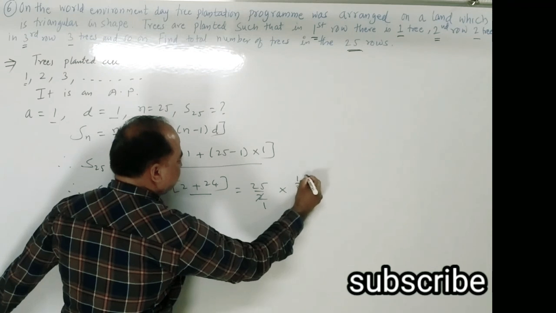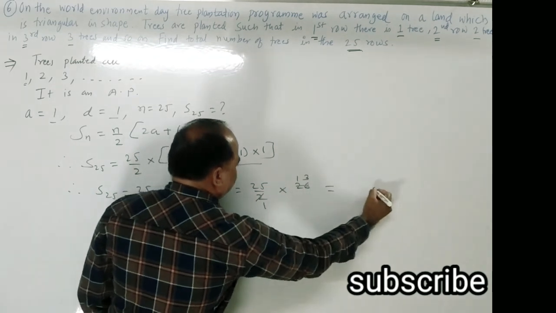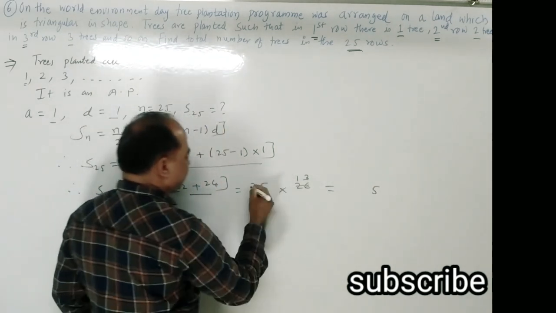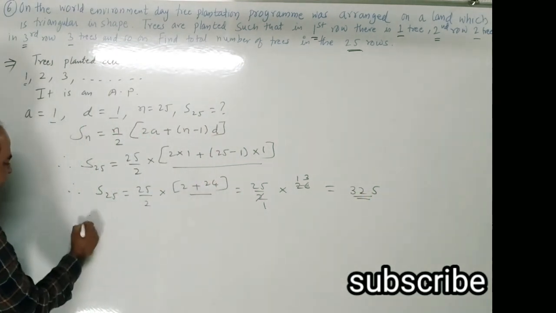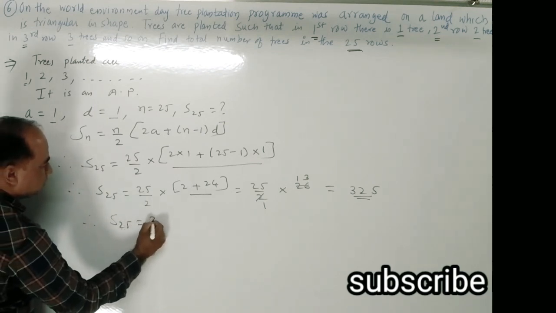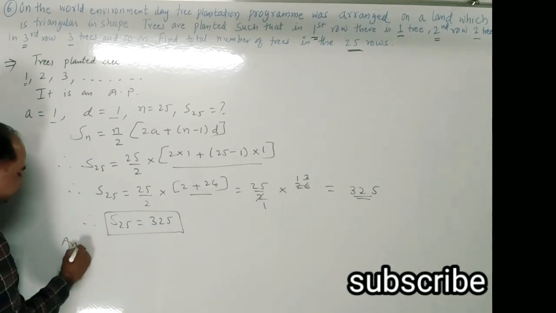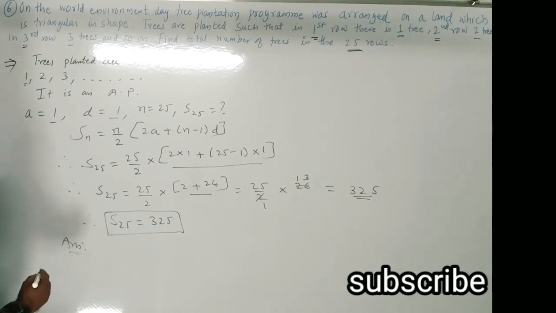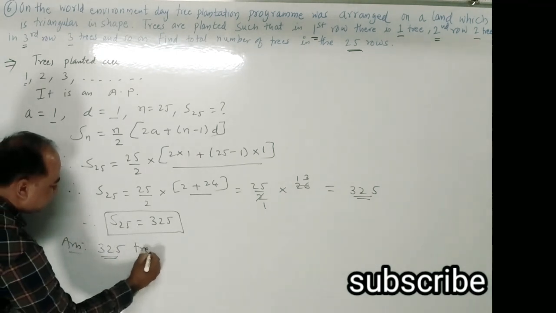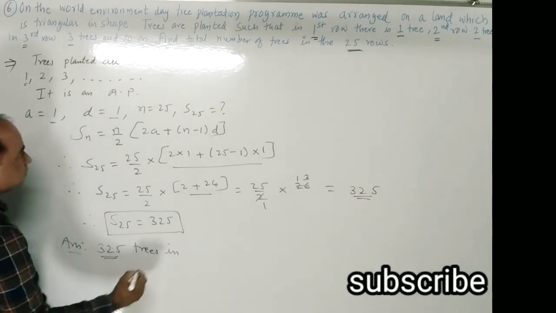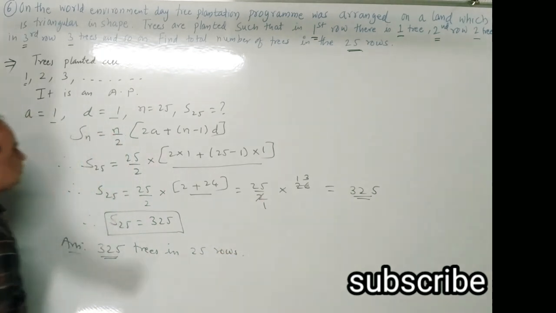2 ones are 2, 2 threes are 6. So 25 into 13, 13 fives are 65, carry 6, 13 twos are 26 plus 6 is 32. So you will get S25 is equal to 325. Therefore, at last answer: total number of trees in 25 rows, there are 325 trees in 25 rows which can be planted.